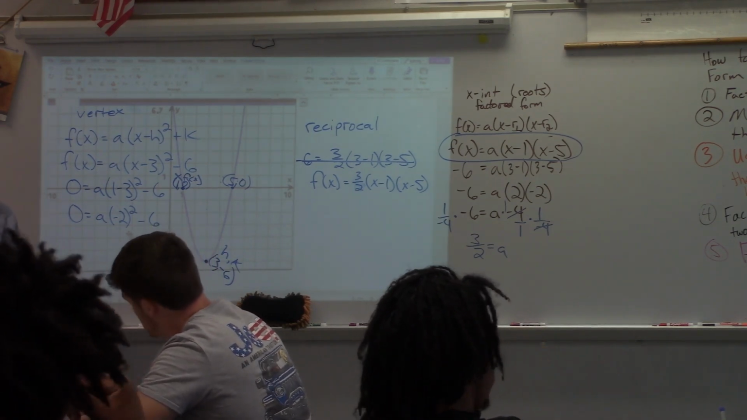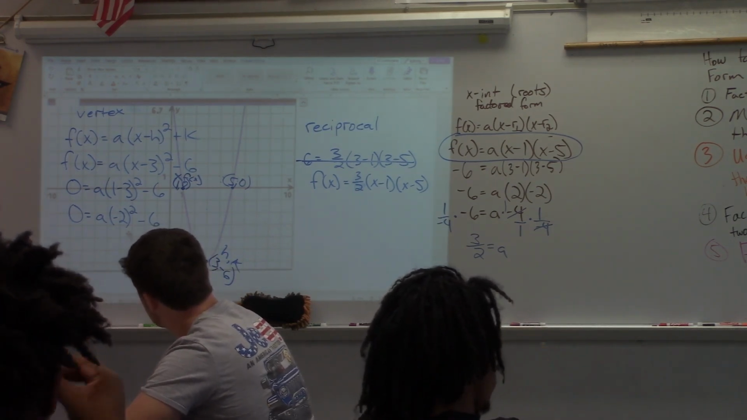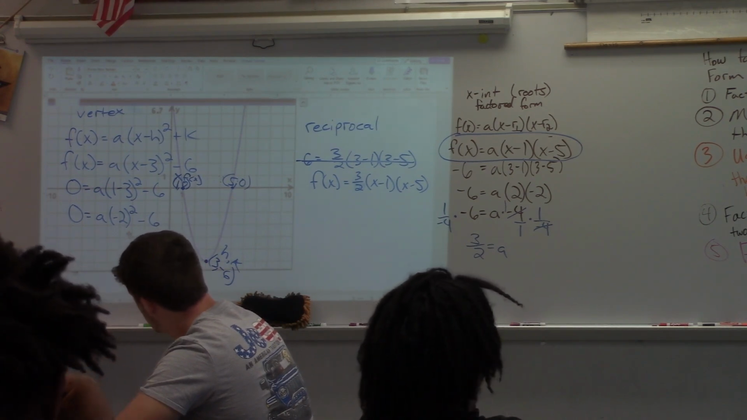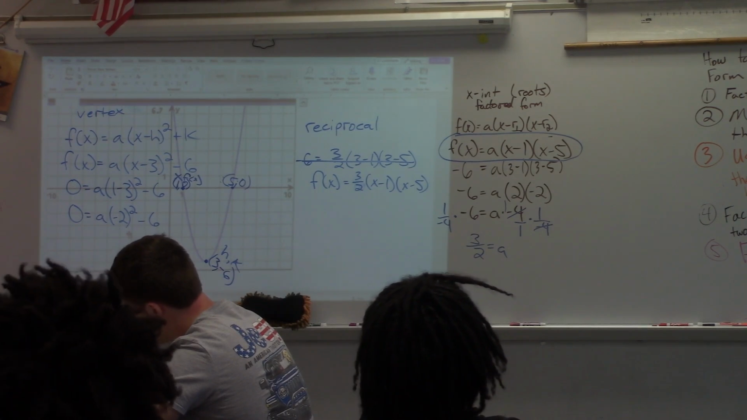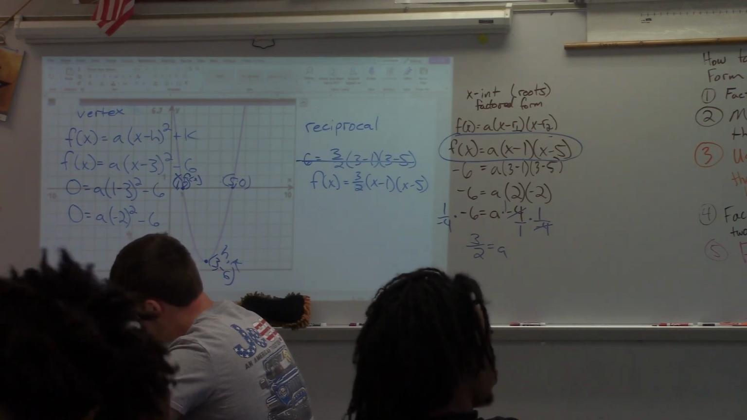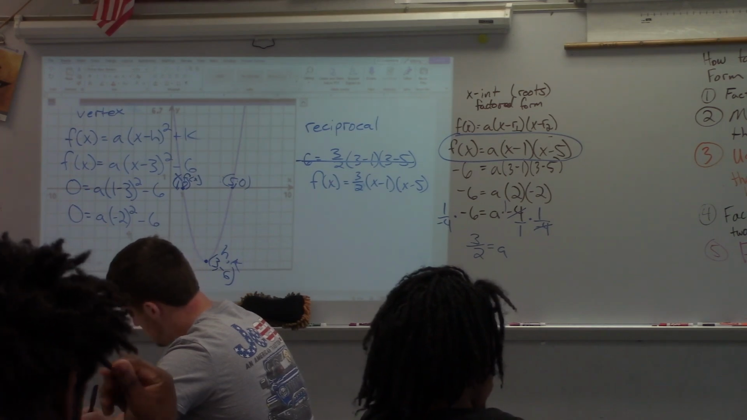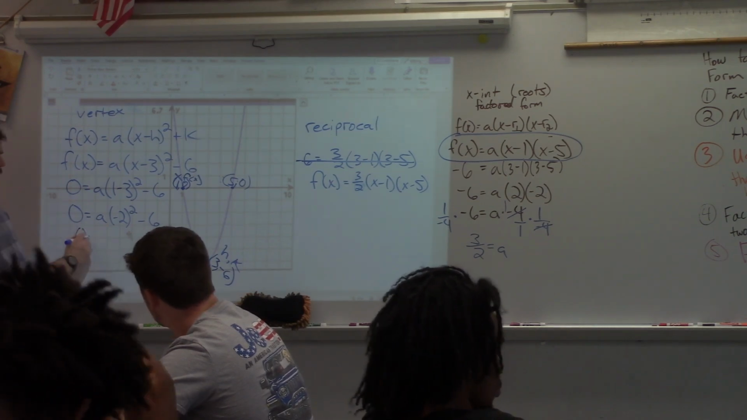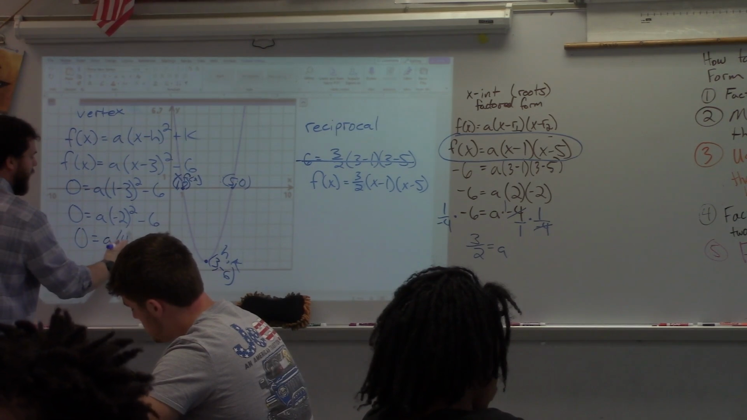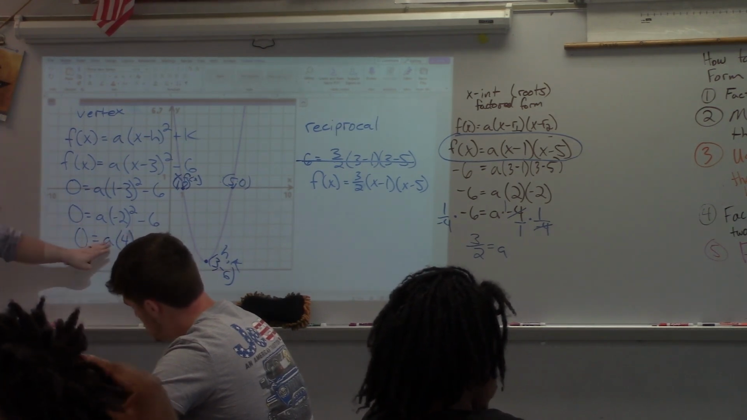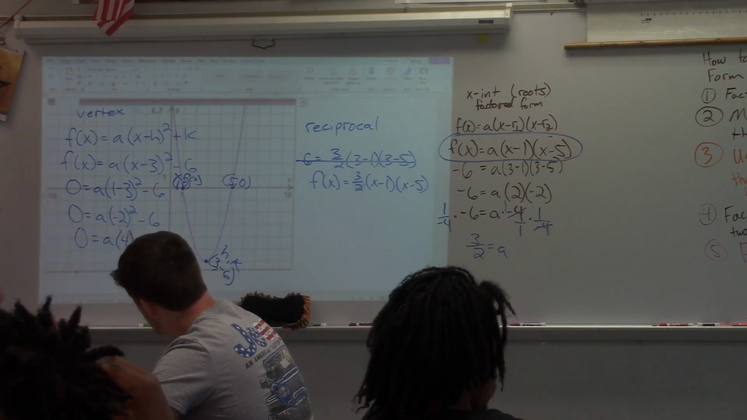Negative 4. First off, don't be scared of calculators. I encourage them. Second off, when we square something, what does that actually mean? Times itself. So that's negative 2 times negative 2, which is a positive 4, right? We want a positive 4 here. So a times 4 minus 6. I've simplified everything I can. Those are being multiplied, that's being subtracted, I can't do anything there.